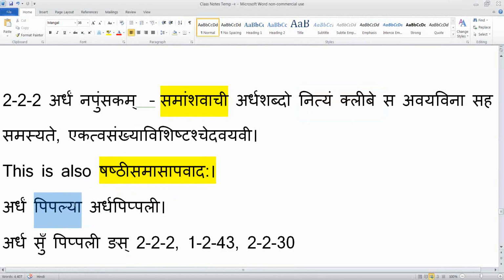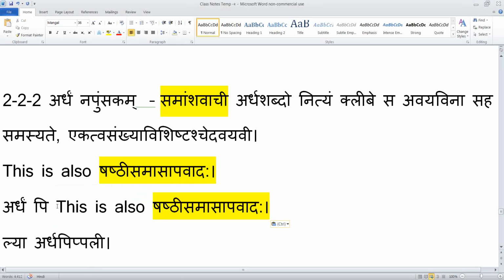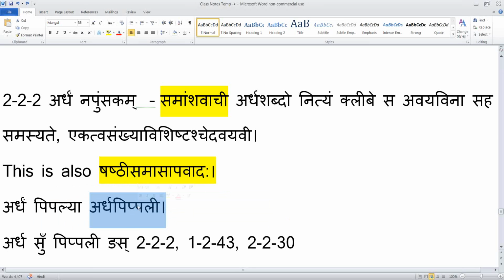this will get the upasarjana sanjna. It would have got the purva nipata, which gives the wrong form. You want the form, or wait, is there a typo? Give me one second, did I have a typo here? Pipali, ardham napumsakam, so it is pipali, this is a typo, I'm sorry. So it's pipalyaha, so it is pipali, that's the typo. So this is the compound.